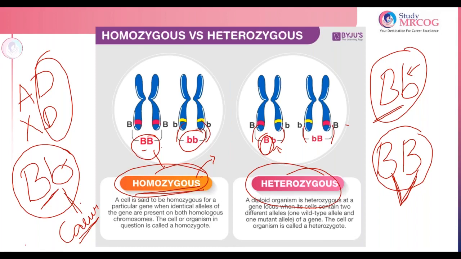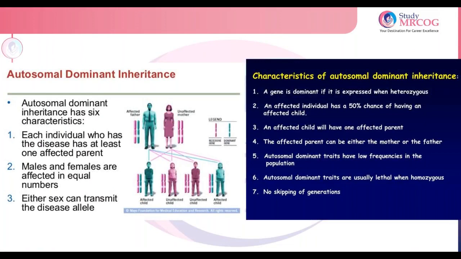Let's see how they present in each of the conditions. Now let's take the first one, autosomal dominant. What is autosomal dominant inheritance? Remember, autosomal affects both the sexes equally, unlike the X-linked, which we will talk about in a while.